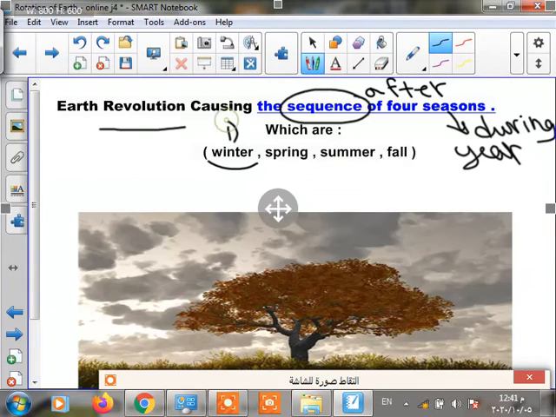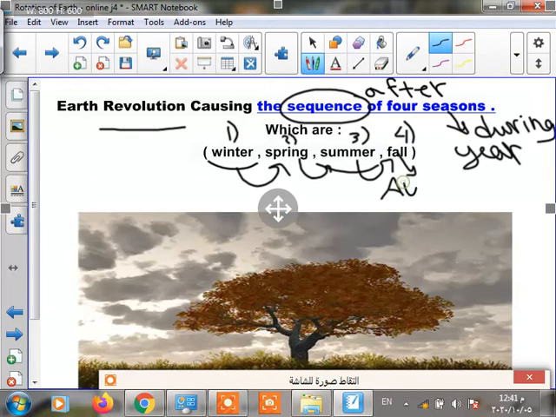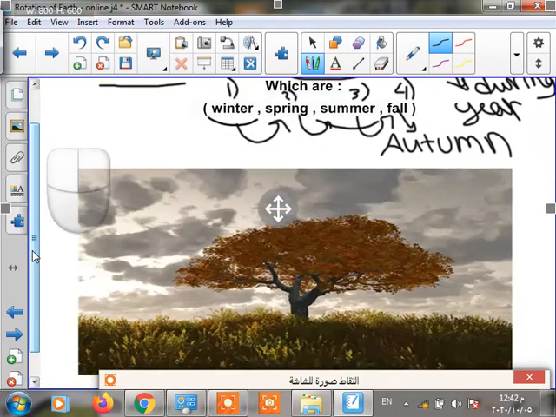Winter is number 1. After winter, spring is coming. After spring, summer is coming. And after summer, fall or autumn is coming. Okay, look at this picture. You will find 4 seasons.